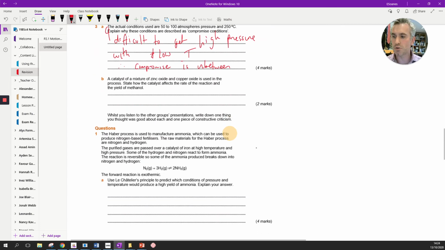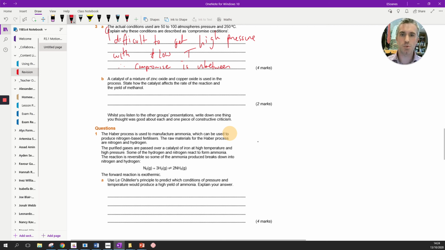The last question I'm going to walk you through, and then the rest you have to do yourself. I'll leave the answers with whoever's covering. Okay? So, a catalyst is a mixture of zinc oxide and copper oxide, and it's used in the process. State how the catalyst affects the rate of reaction and the yield of methanol. Remember, what does a catalyst do to the rate of reaction? And what does it do to the end product?